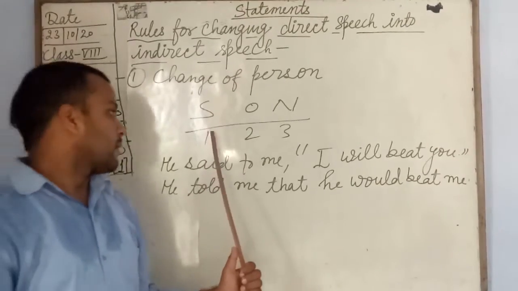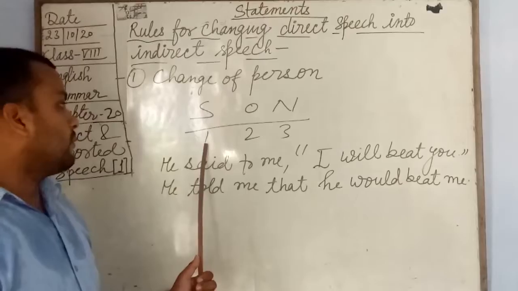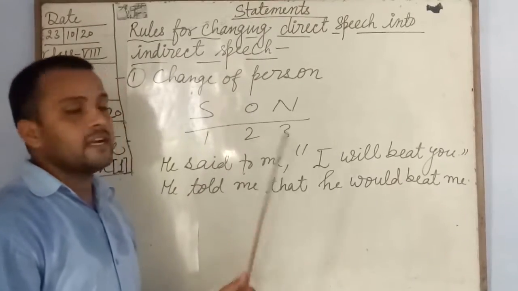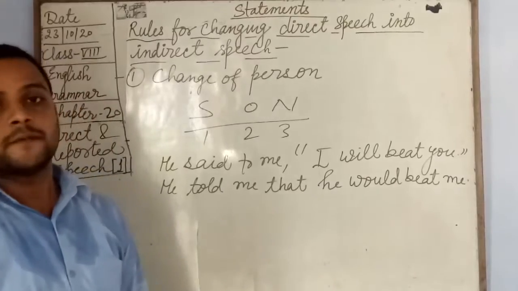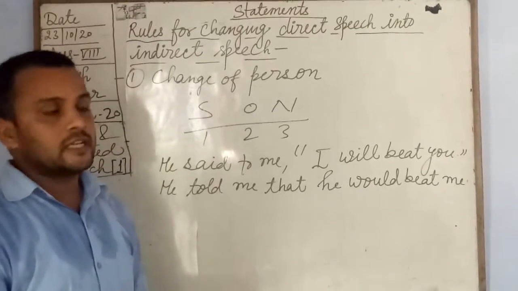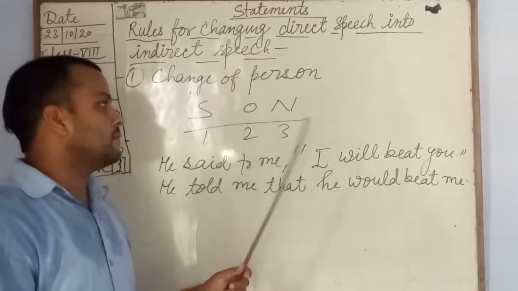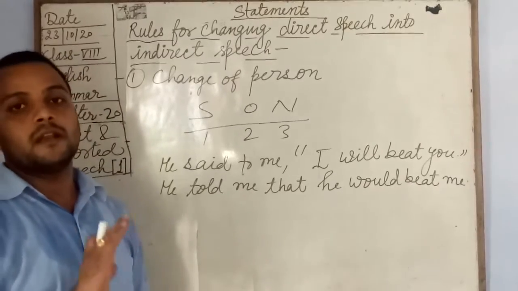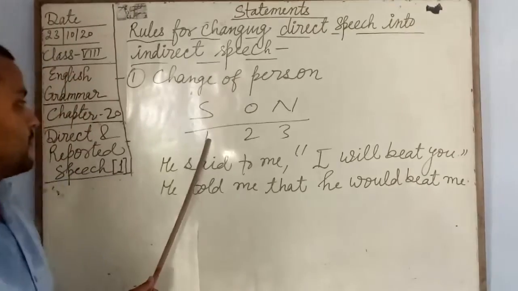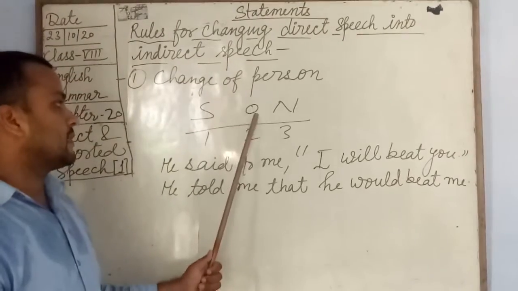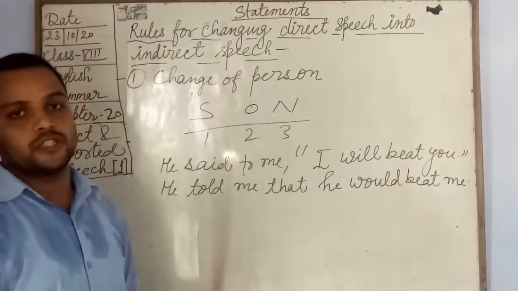So, when the pronouns of first person and second person are there in direct speech, then these pronouns will be changed, and if there are the pronouns of third person, then we will not change them. Okay. First person according to subject, second person according to object, third person no change.